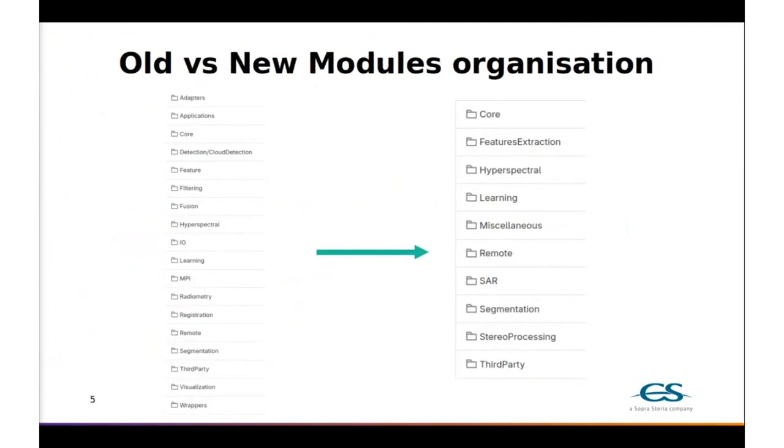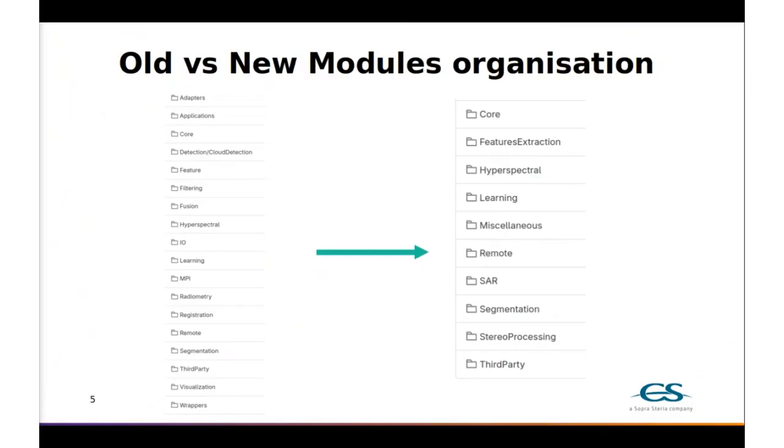Okay, so on your left, you can see the organization of modules in OTB 8. It was not really clear. We can't see directly what is in each folder. You can see like the detection and cloud detection is not really clear.